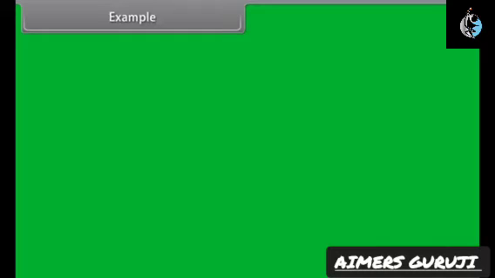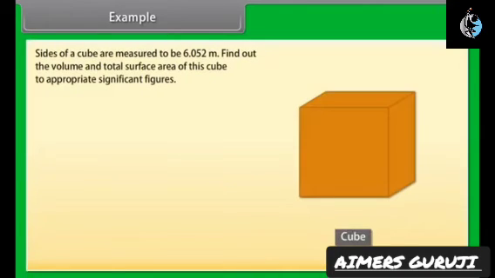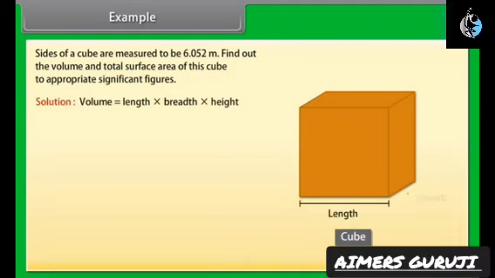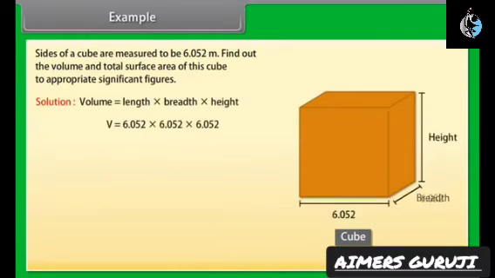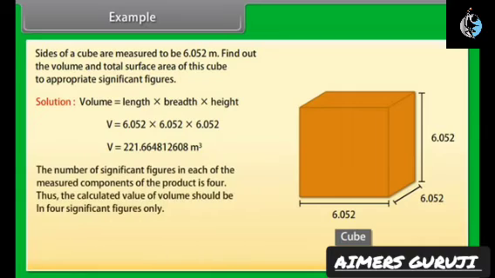Example. Let us take an example of significant figure. Sides of a cube are measured to be 6.052 meter. Find out the volume and total surface area of this cube to appropriate significant figures. Let us see the solution. Volume is equal to length into breadth into height. After calculation, we get V is equal to 221.665 meter cube. The number of significant figures in each of the measured components of the product is 4.